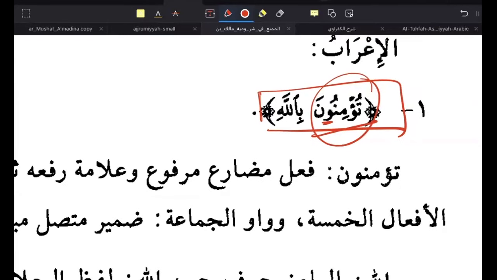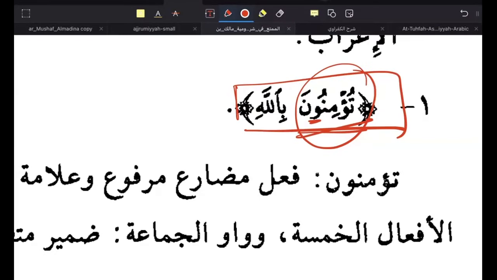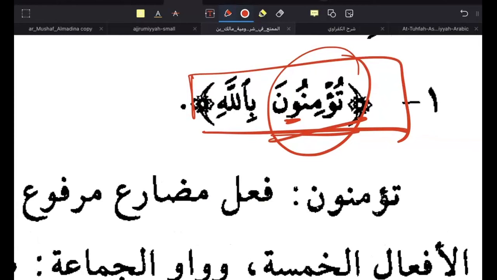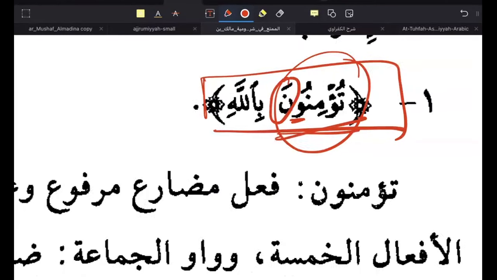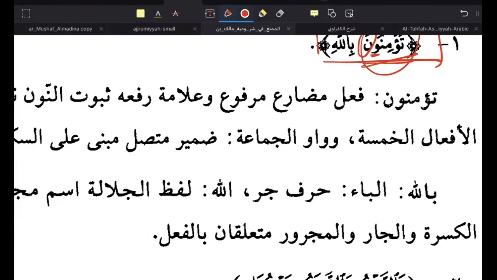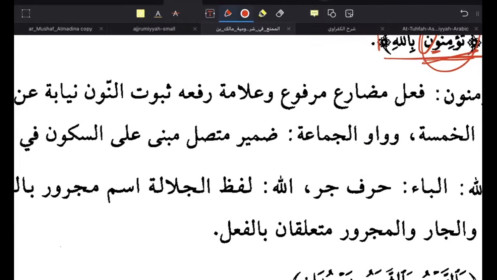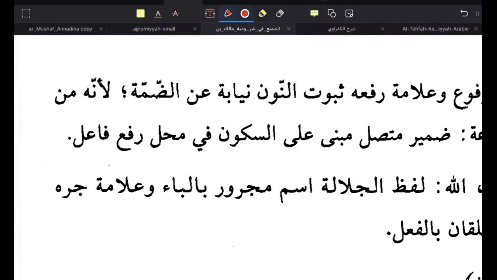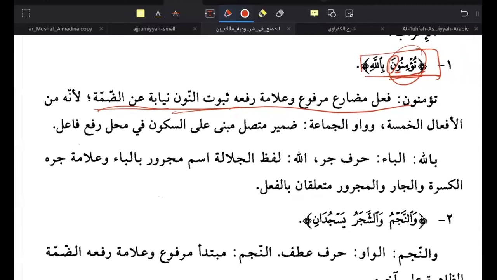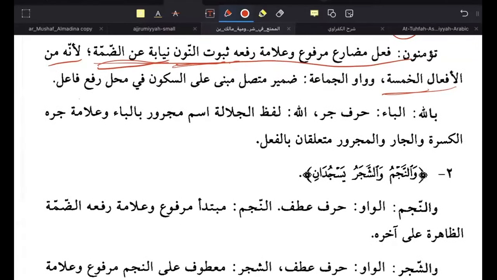So what is the state of this verb? Raf. Yes, marfu. Exactly. Why? Because thubut an noon. I'm not going to read this whole thing. So yu'minuna fi'l mudari marfu alamat rafihi thubut an noon niyabatan anid dhamma. Then he will say li anna min af'alil khamsa. And then he goes into the further i'rab, which we don't have to go through.